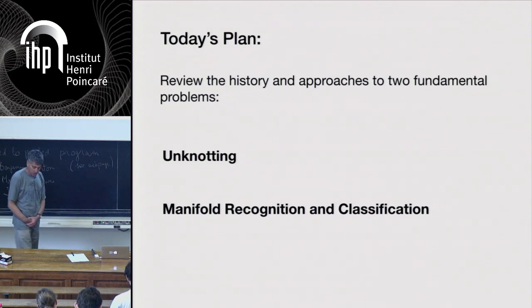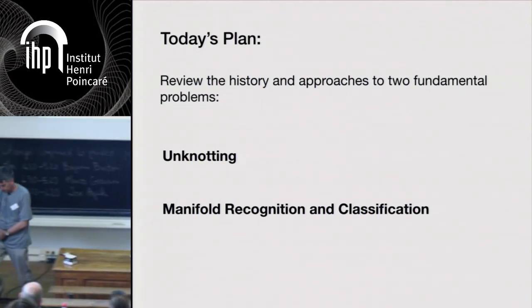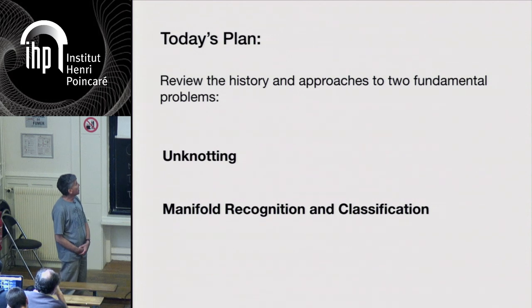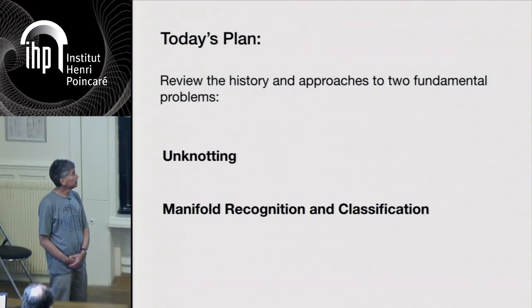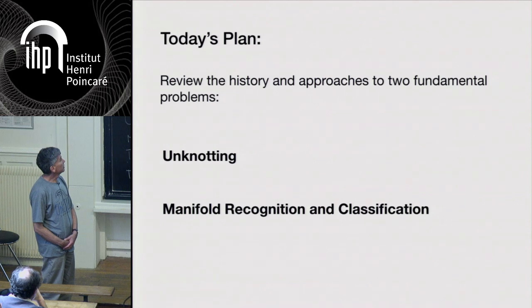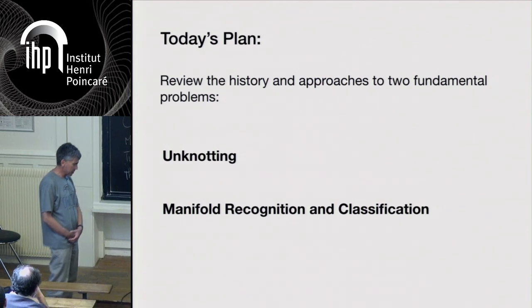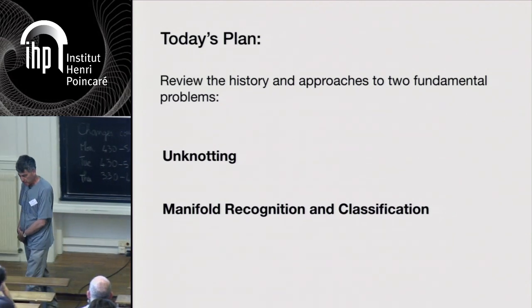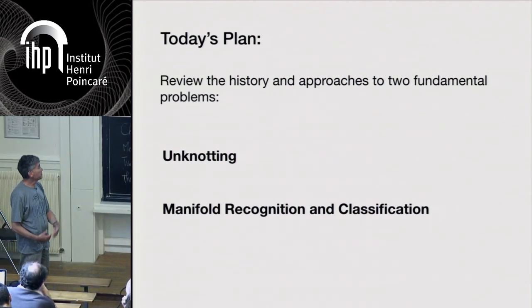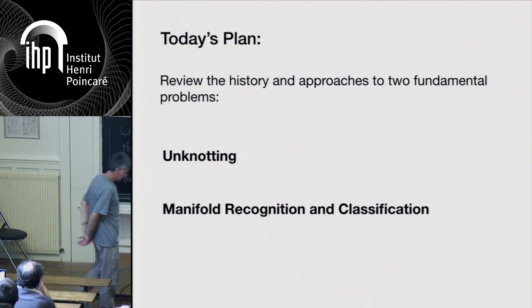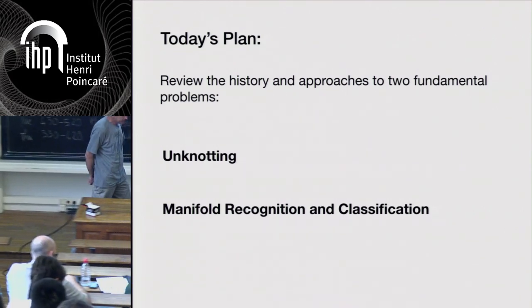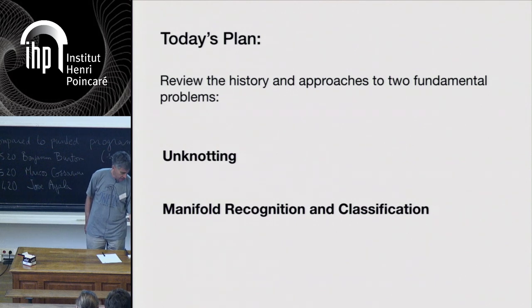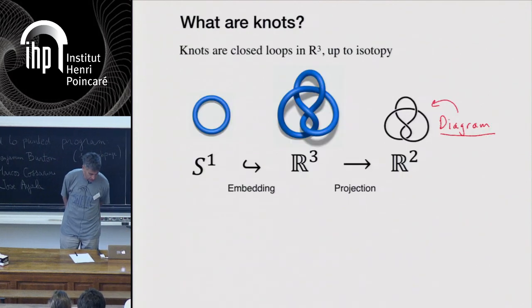I'm going to focus on two questions, the unknotting problem, to try and tell whether a knot is a trivial knot or not. And you can think of this as a special case of manifold recognition. Unknotting is sort of appealing because it gives us a specific type of manifold to work with that we can visualize very well. But many of the techniques that I'll talk about generalize immediately to more general three-dimensional manifolds.